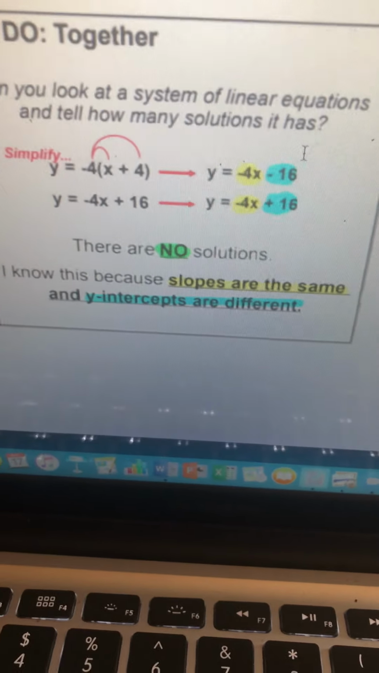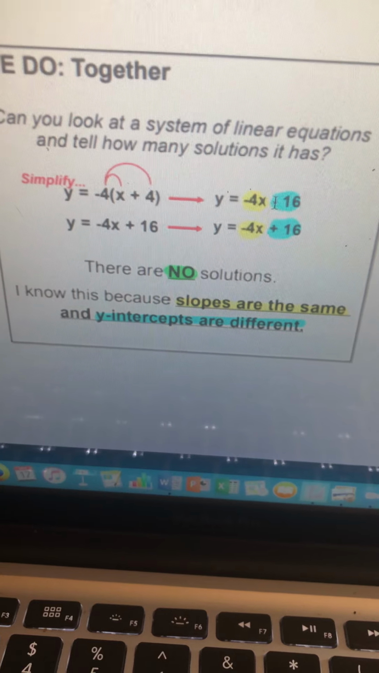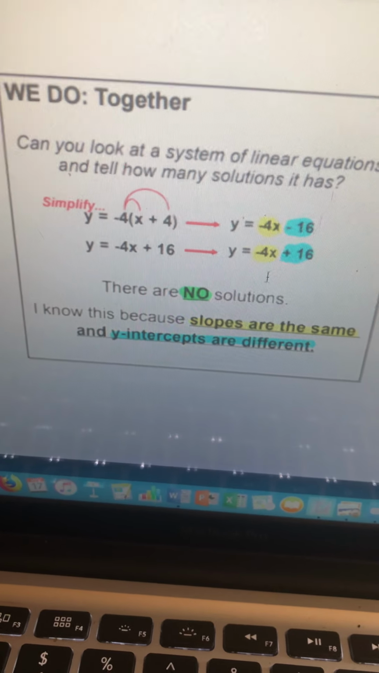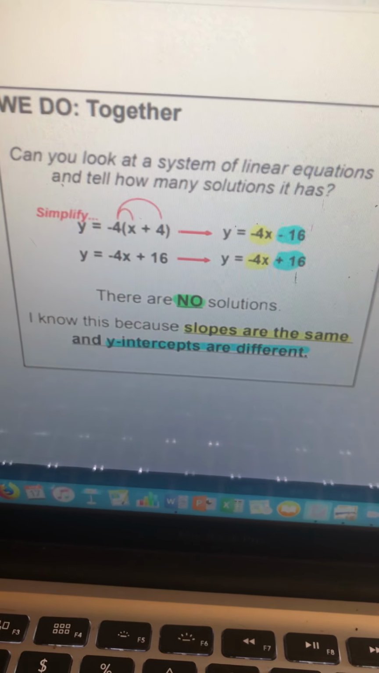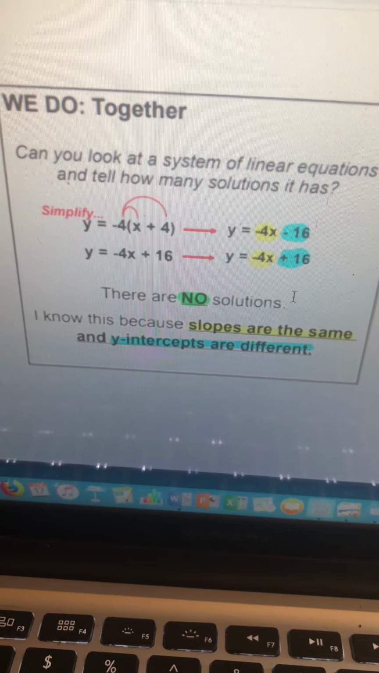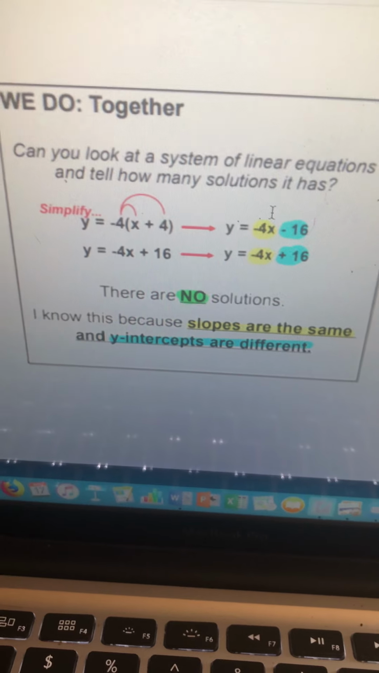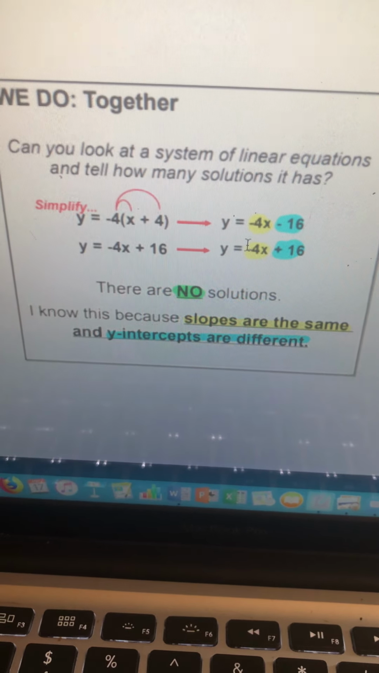They also like to do this a lot. I don't know if you can see very well, but they'll give you one where it's the negative of the number and then one where it's the positive. They're trying to trick you there, but these are two different values. So they would still be different, and they would result in no solutions, parallel lines.